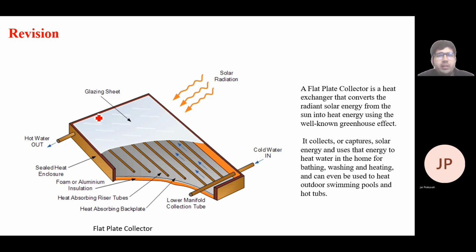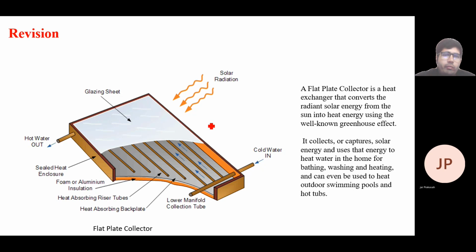So a flat plate collector is basically a heat exchanger. We have some cold water and solar radiation, and we are exchanging the heat with the solar radiation. The cold water is at a lower temperature, so its temperature will increase. The flat plate collector converts the radiant solar energy from the sun into heat energy using the well-known greenhouse effect.